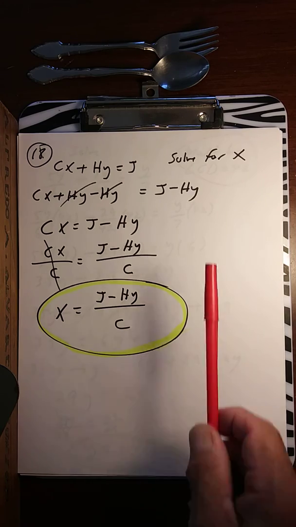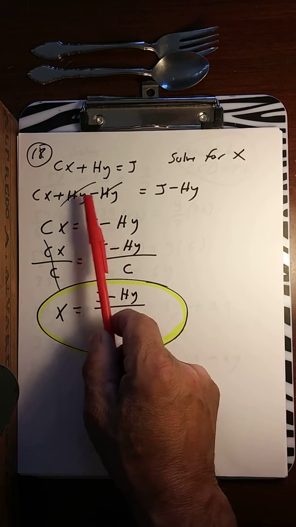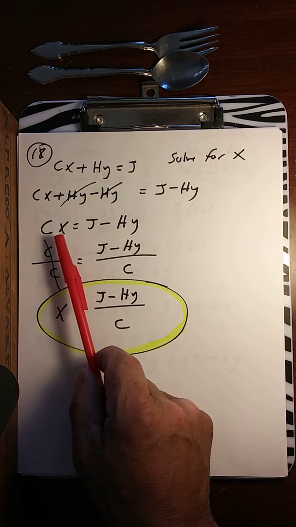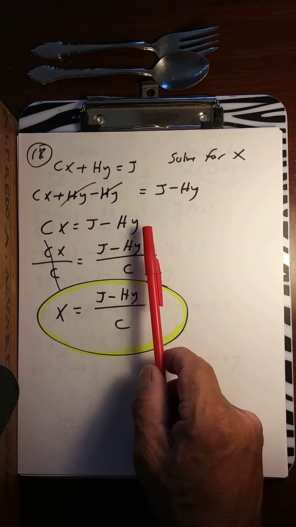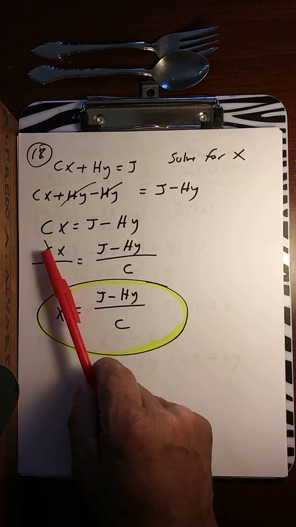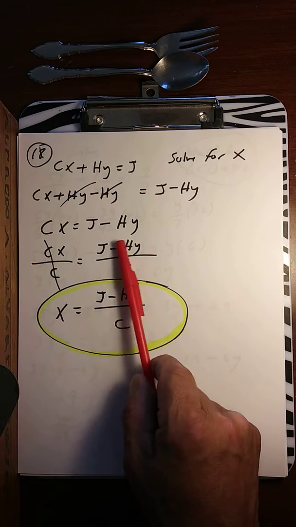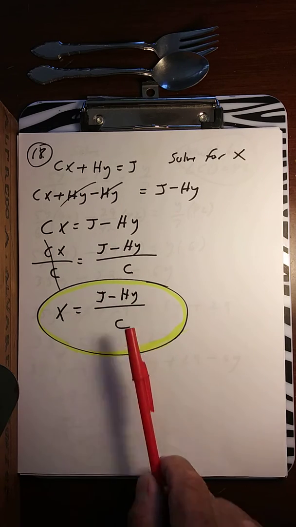Solve for the letter x. So we're going to go minus hy minus hy. So we have cx equals j minus hy. Divide by c, divide by c. These cancel, so you have x. And then this one, leave it alone. J minus hy over c.